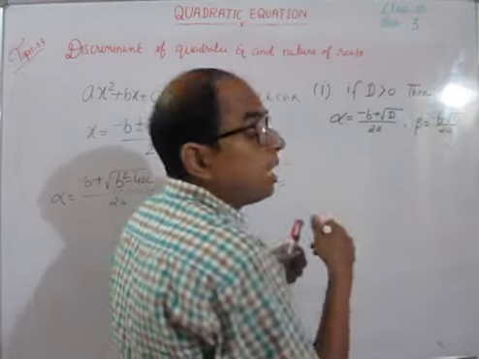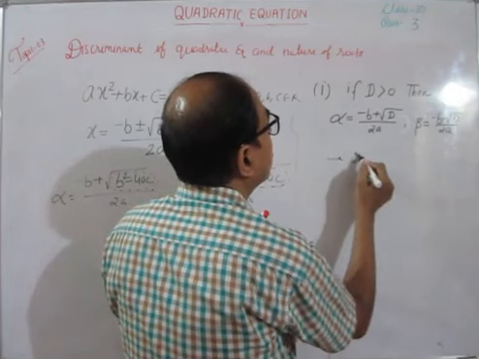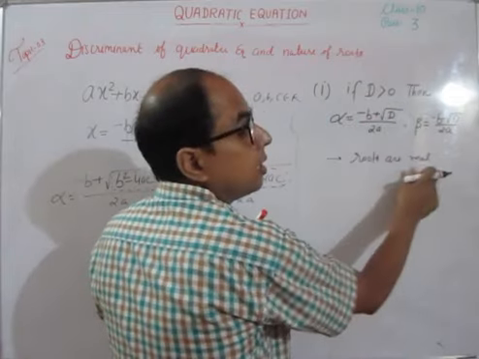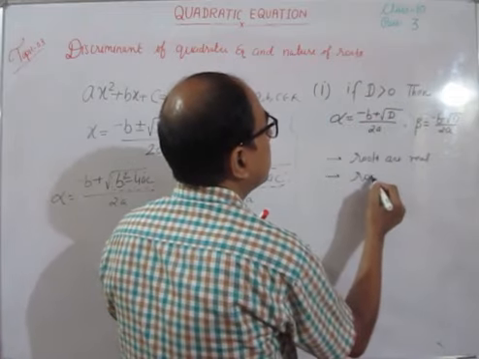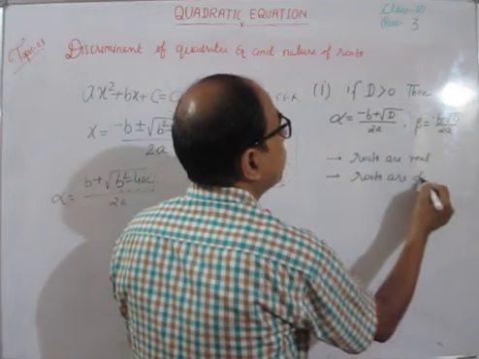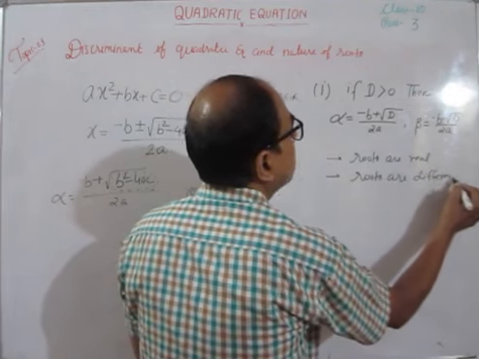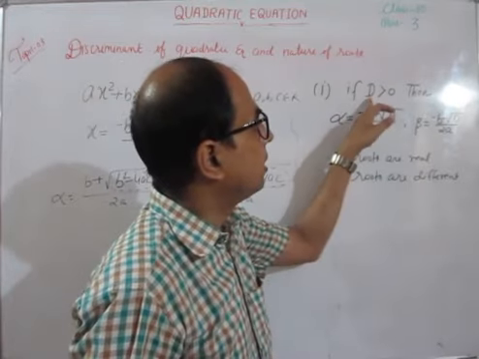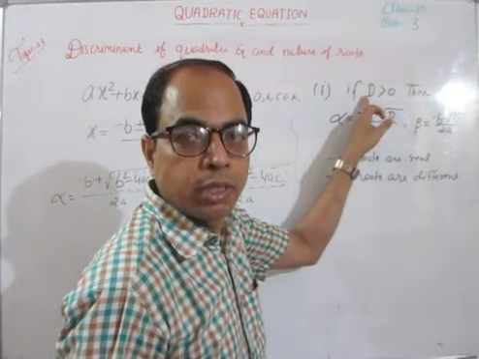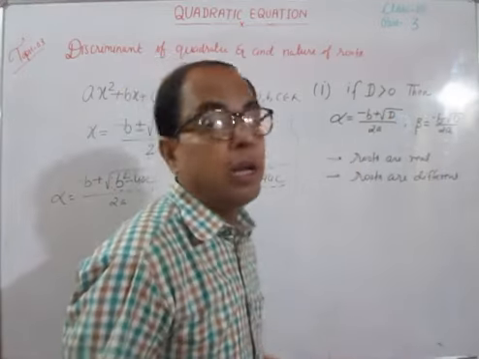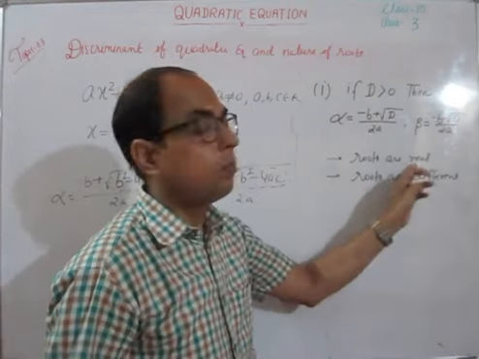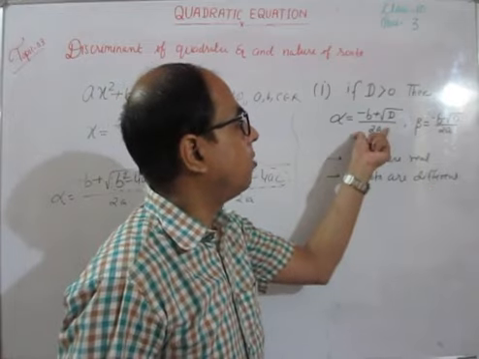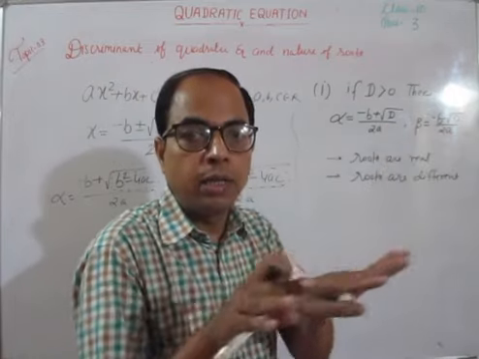So what is the nature of the roots? First, the roots are real. Second, the roots are different. When the discriminant of any quadratic is positive, both roots will be real, clear? And the second, the roots are different. These two values of alpha and beta will be different real numbers.